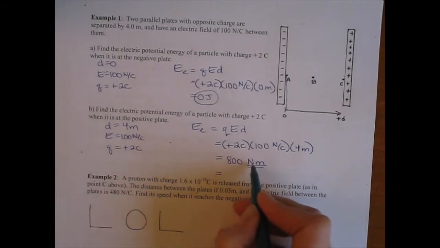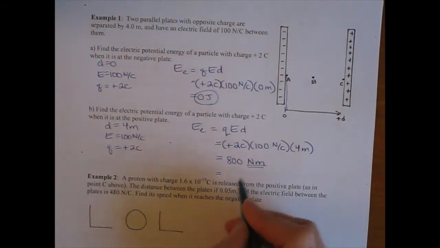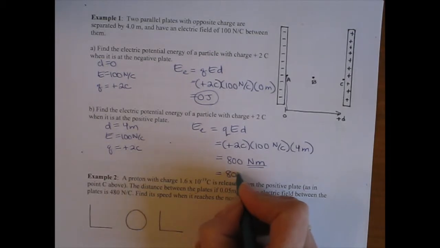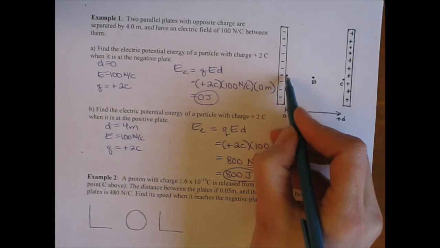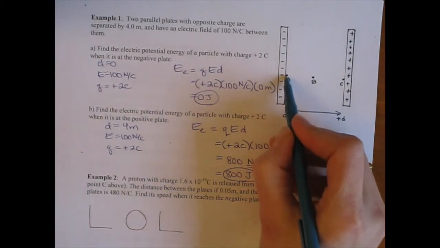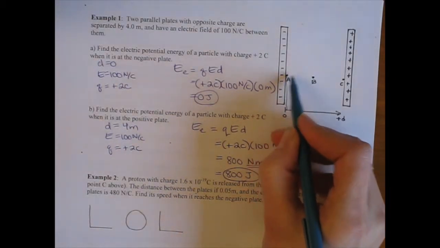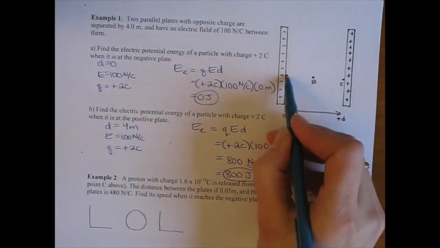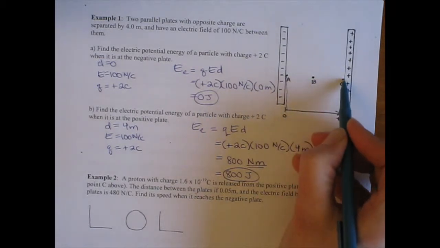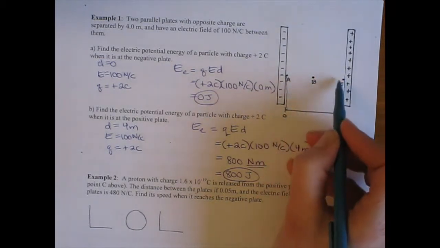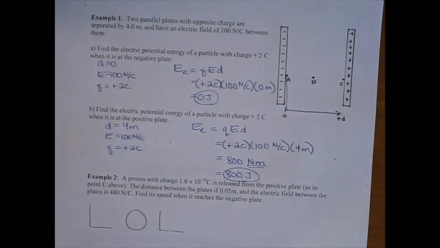You might remember it from work, because work is a force times a distance, which is actually a unit for energy. So this is 800 joules, and that's a positive energy. So you can see as this positive particle, if it were to go from A to C, it would be going from 0 joules to 800 joules. That would be an increase in potential energy, so that makes sense. You always want to check your results and see if they make sense.